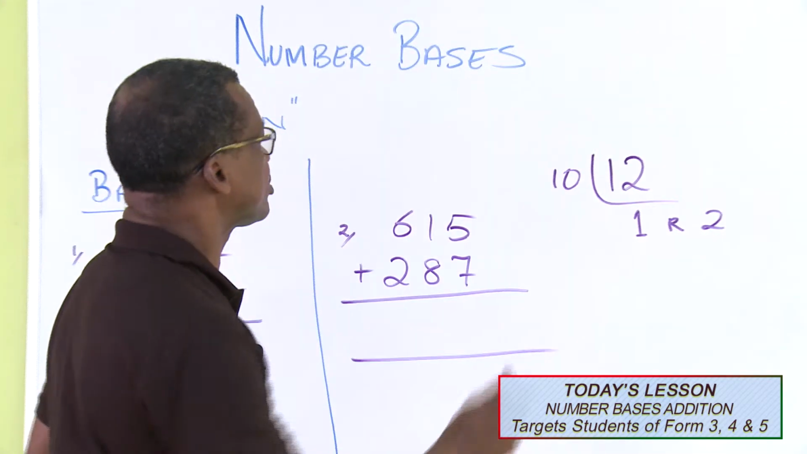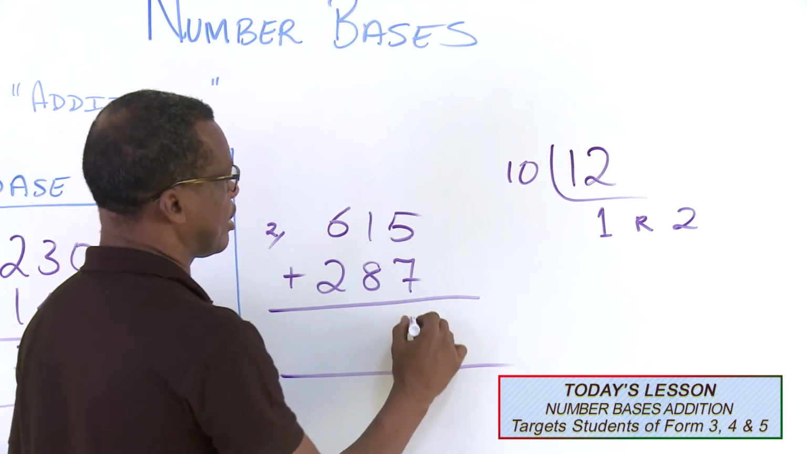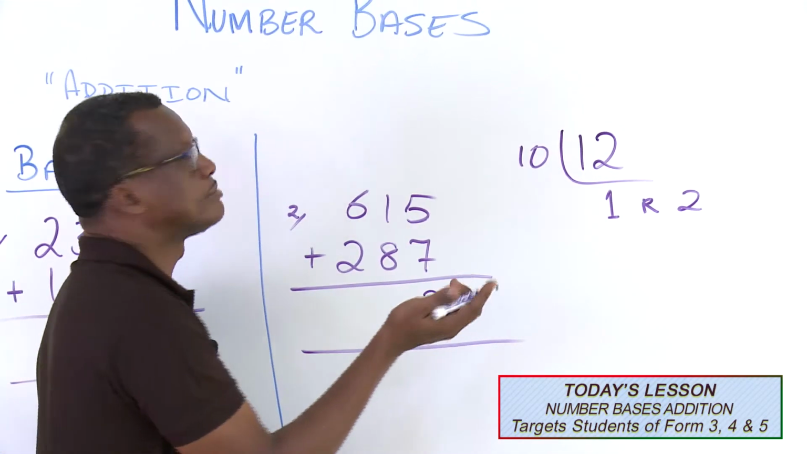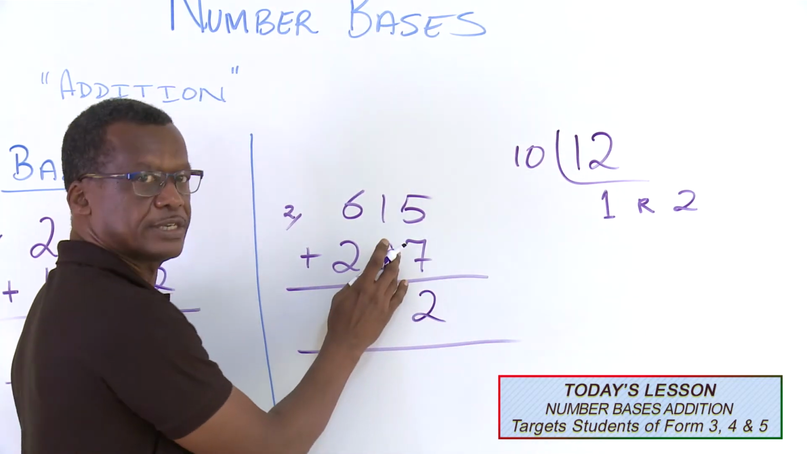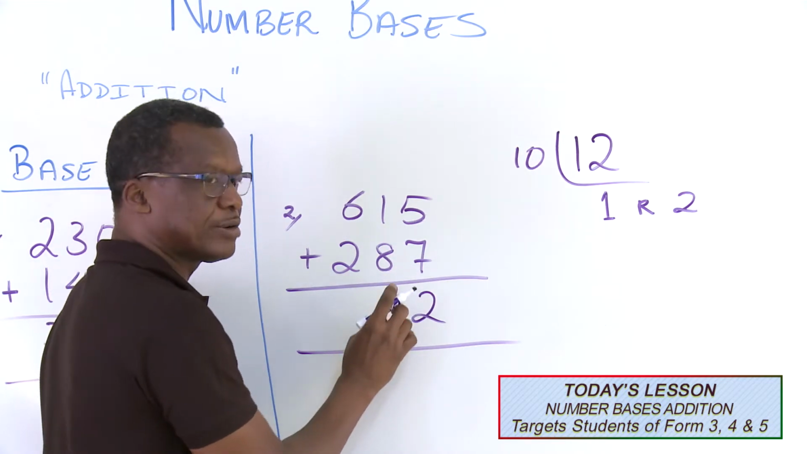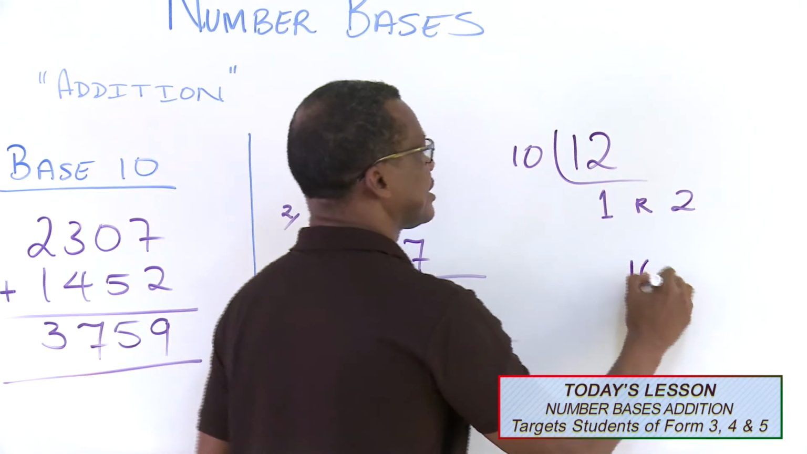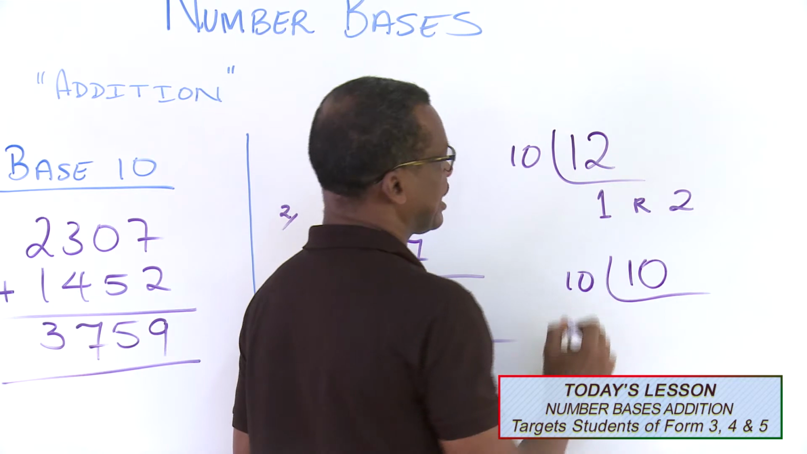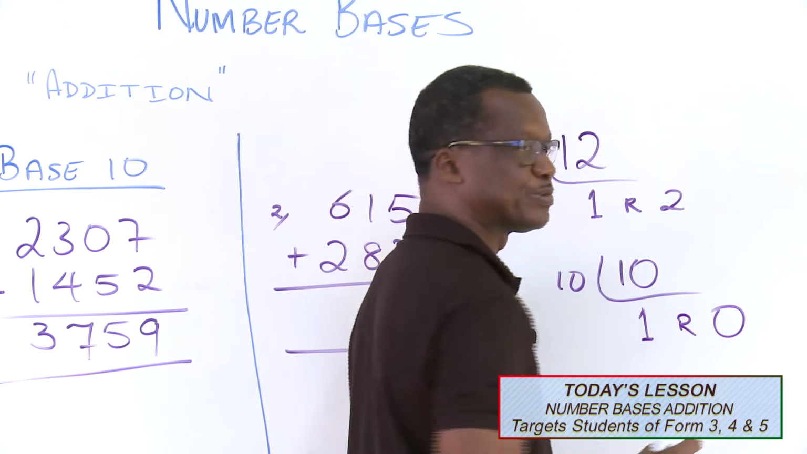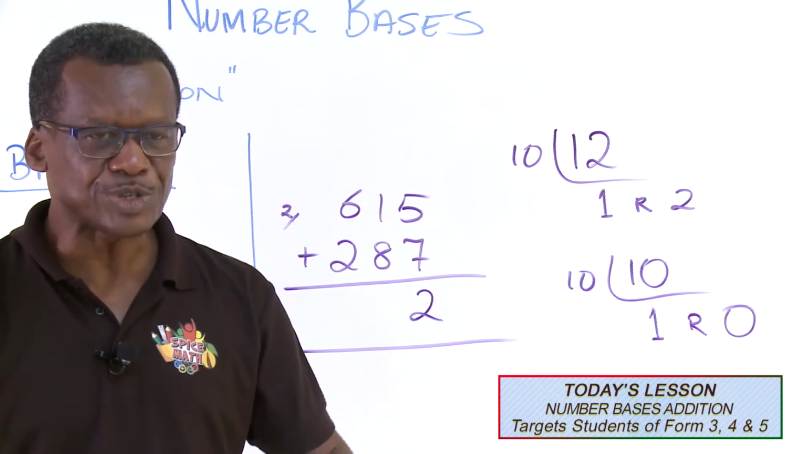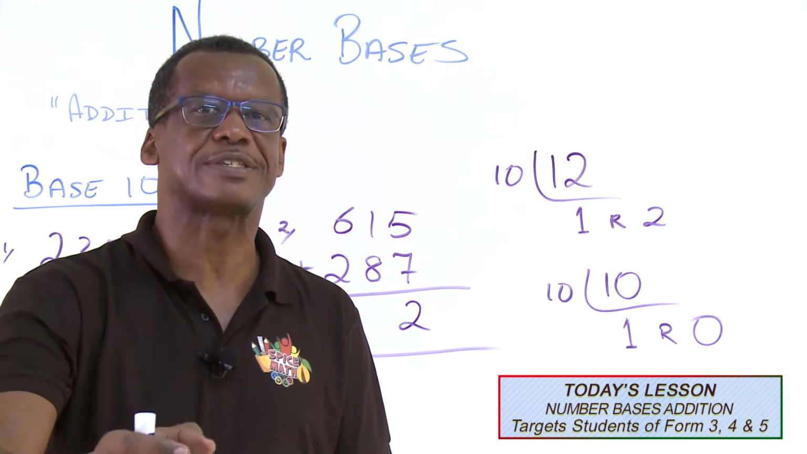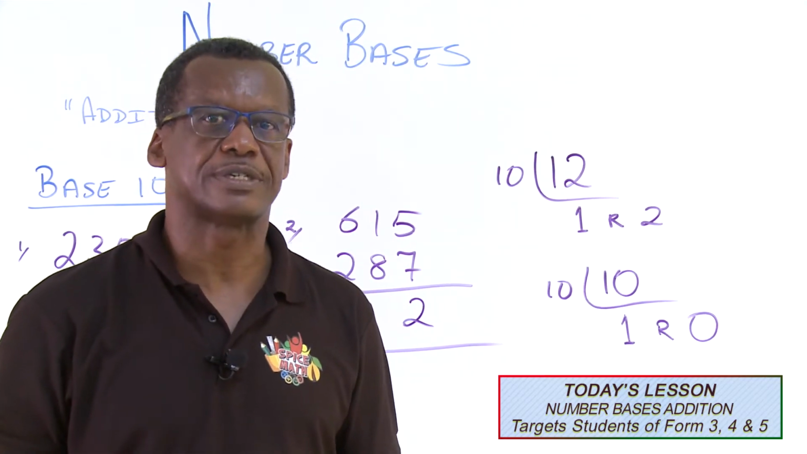Okay? So the remainder is placed in the units column, that's 2, and the 1 is carried to the next column and added. 1 plus 8 is 9, plus 1 is 10. Do we write the 10 down? No. The 10 is placed here and we divide by 10 again. 10 into 10, 1, remainder 0. Now I'm going through this process to help us appreciate what we're going to do next when we have to add numbers in base 8.